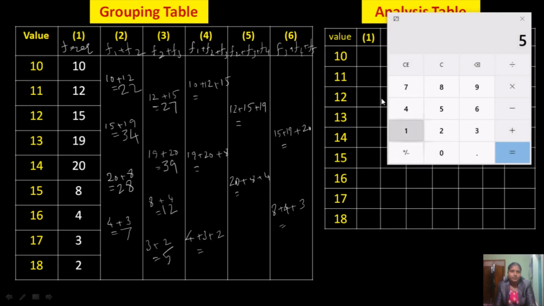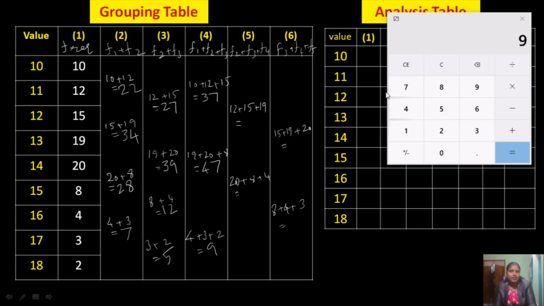And then 10 plus 12 plus 15, we have the total of 37. Then 19 plus 20 plus 8, we have a total of 47. Then 4 plus 3 plus 2, we have 9.